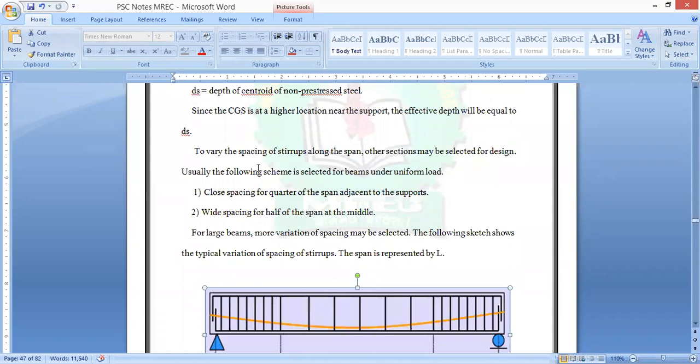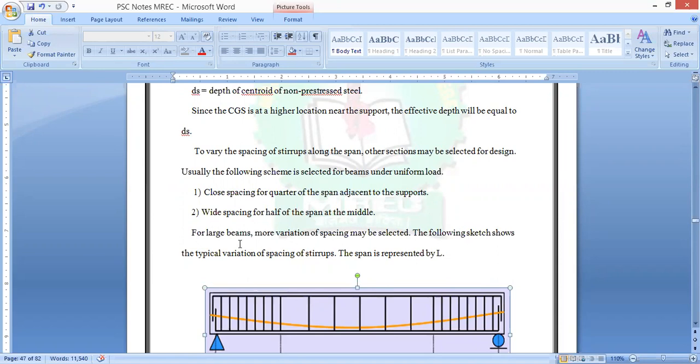Okay, so commonly to vary the spacing of stirrups along the span, other sections may be selected for design. Usually the following scheme is selected for beams under uniform load. Okay, so what are these? The two statements are given very clearly. Close spacing for the quarter of the span adjacent to the support. Wide spacing for half of the span at the middle, right? So these two statements are given clearly to understand better the design of stirrups for a beam.